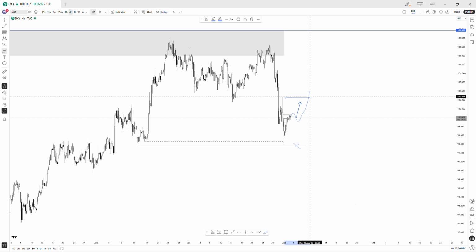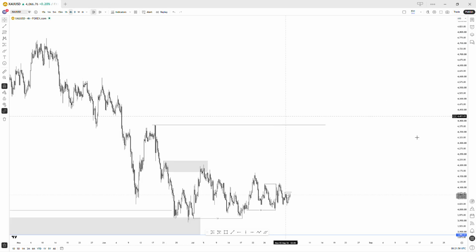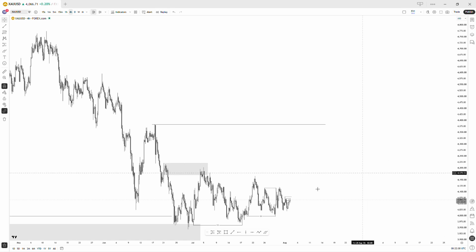So I'm bullish on the DXY, meaning I would like to see the other pairs move to the downside. I'm talking about EURUSD, GBPUSD, and so for gold, I'm expecting some longs on gold.